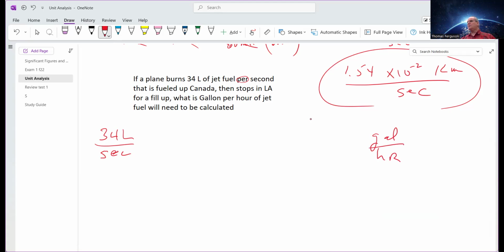Doesn't matter which one we do first. The easiest one is which one? Do you need your conversion table to do the time version? No, hopefully not. So let's do the time one first. Seconds have got to cancel, that means it goes on top.